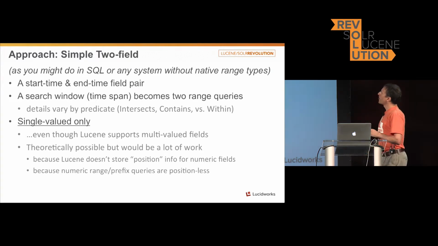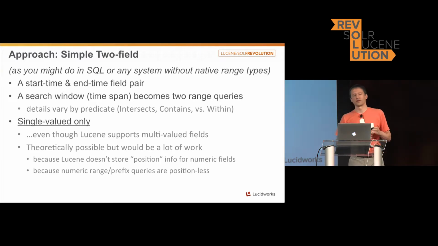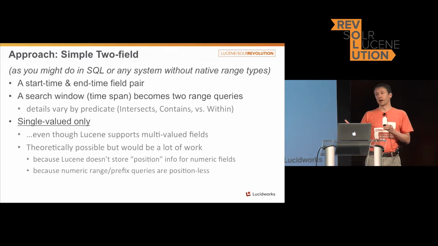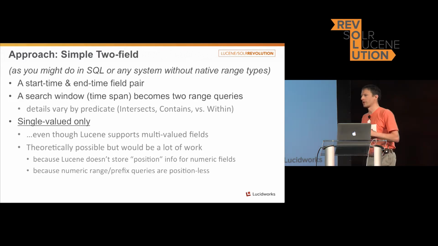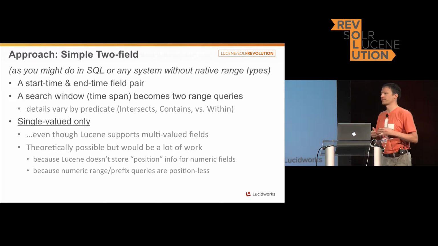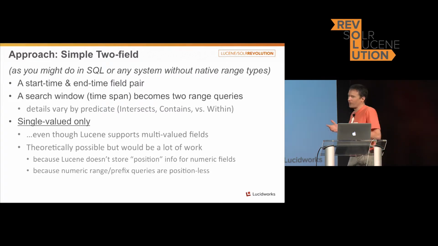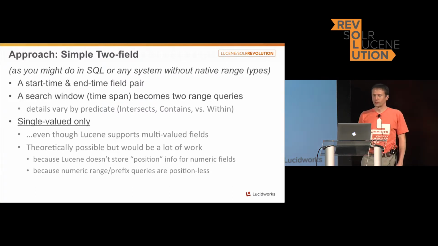But it is single-valued only. In other words, if your document has only one range that you're trying to represent, then no problem, it's cool. But if you have a variable number of ranges, then this doesn't work, because even though Lucene has multi-valued fields, the values aren't really coordinated across fields. It's theoretically possible, but it would be a ton of work to try to fix that aspect of it. This is not really the right solution if you have multi-value duration data.